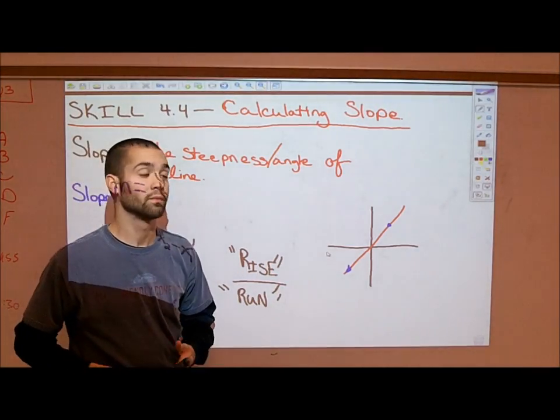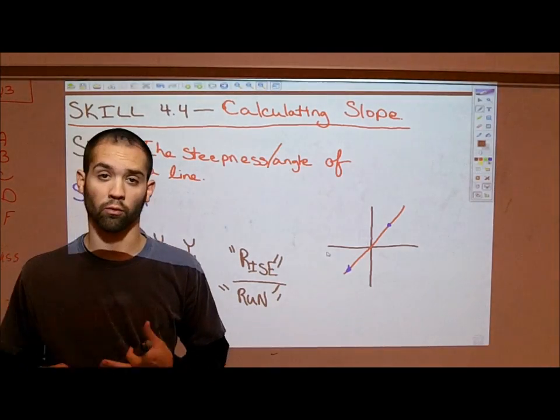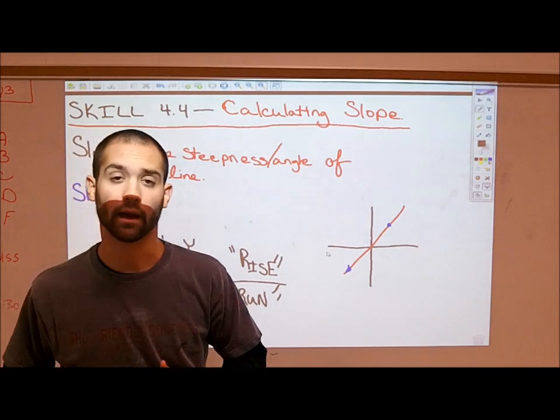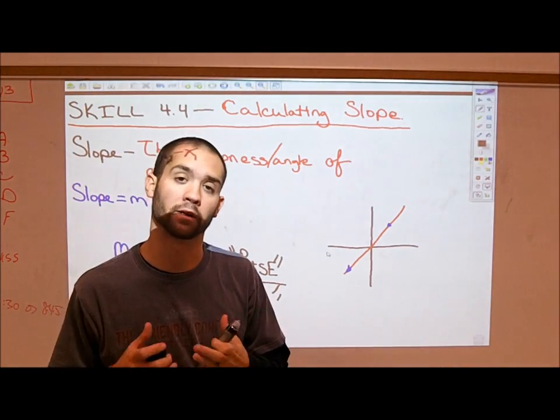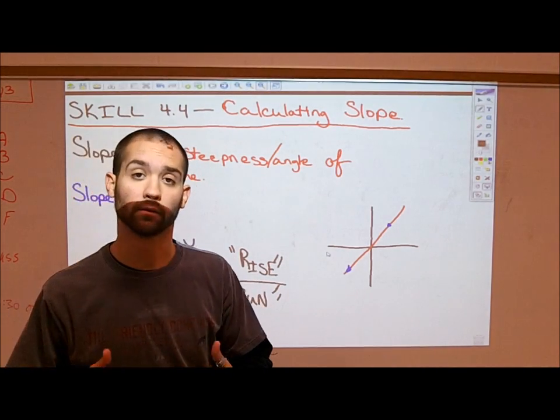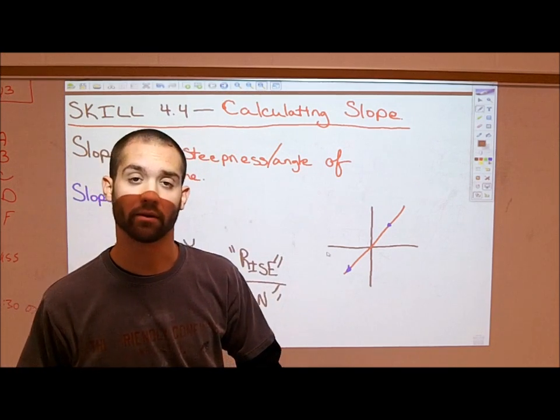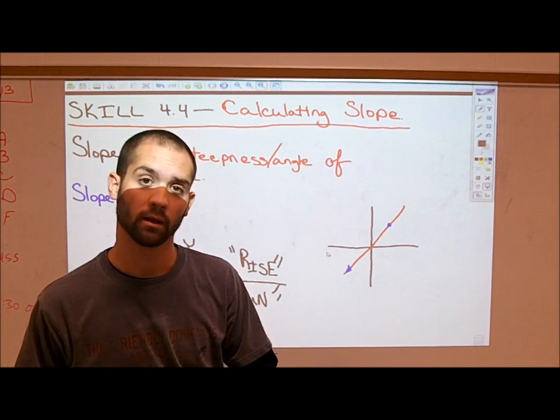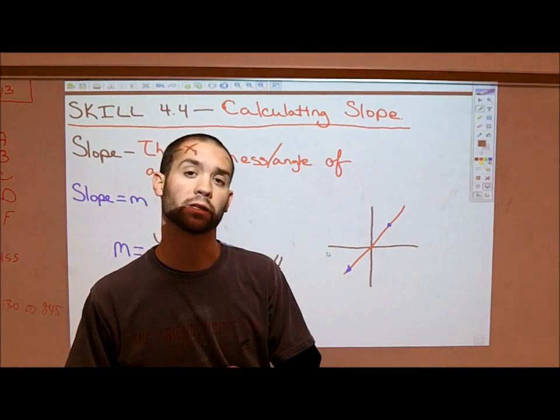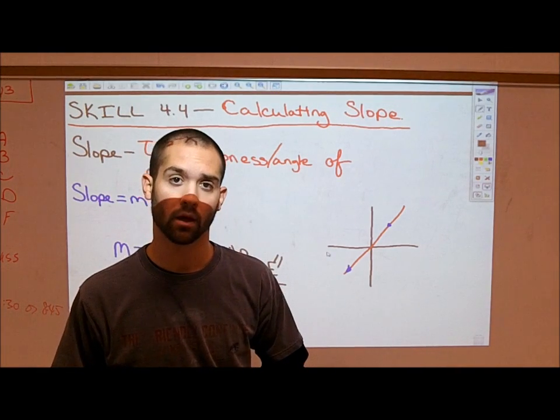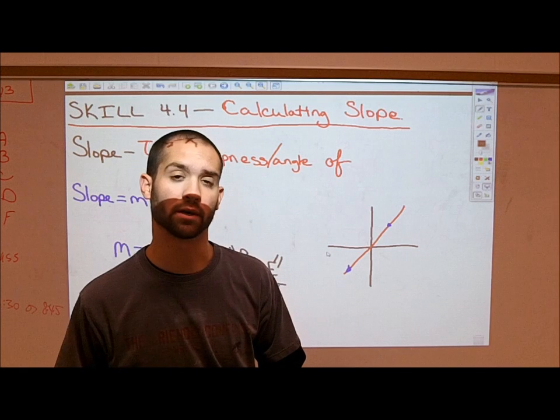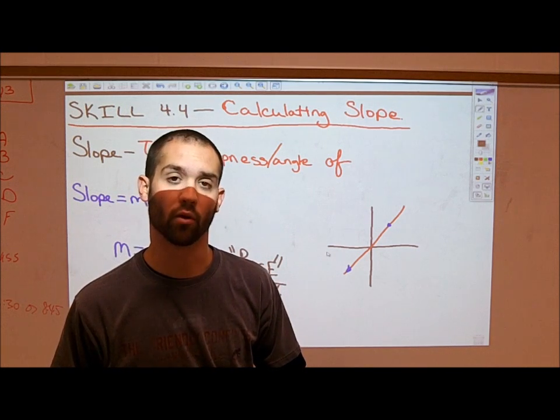Alright, so moving on to skill 4-4, which is going to be kind of the starting point for our next method for graphing. We've already had our two methods for graphing. The first one's graphing by table. The second one is graphing by using x and y intercepts. Our third tool is graphing by using slope-intercept form.